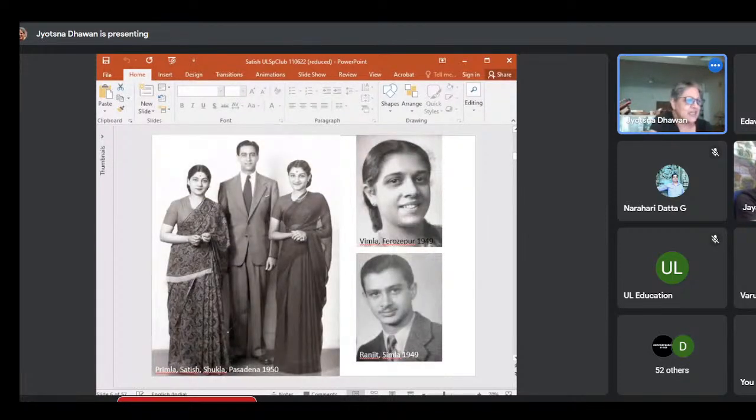Satish and his siblings were very close. They were a very close family. I'm showing you here pictures of his older sister, Vimla, who was a very talented artist. His two sisters who were closest to him, Primla and Shukla, were both educators, teachers, like Mr. Shajil. And his youngest brother, Ranjit, who was younger than him by 11 years, was a fighter pilot. I'll tell you more about his story in a little while.